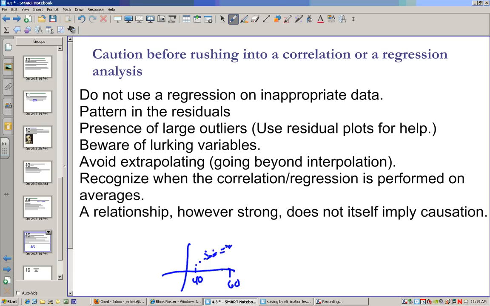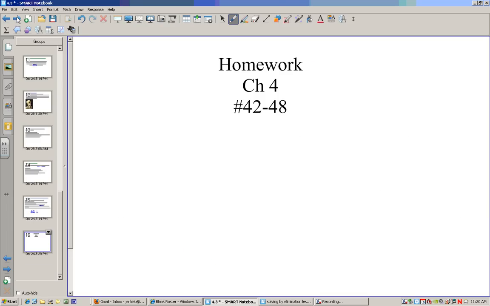we can interpolate, that's this word here, what happens at 55. However, it's not a good idea to guess what's happening out at 80, because maybe your data is really good here, but over here it might level off. So extrapolating is not a good idea. Recognize when correlation and regression are performed on averages, and that a relationship, however strong, does not imply causation. All right, here's your homework for tonight.